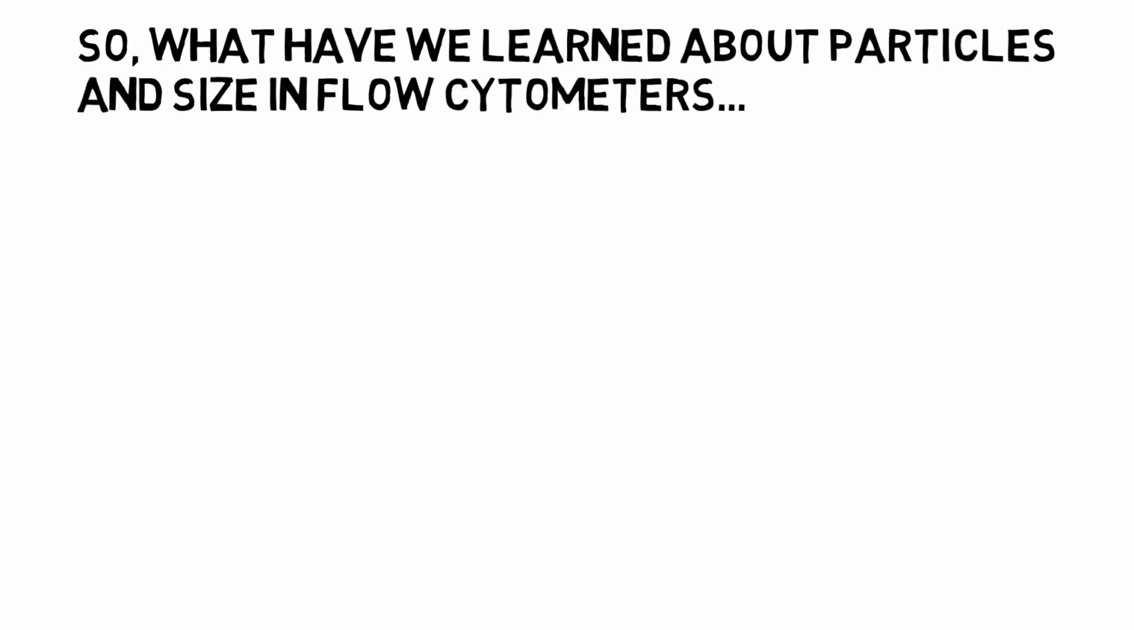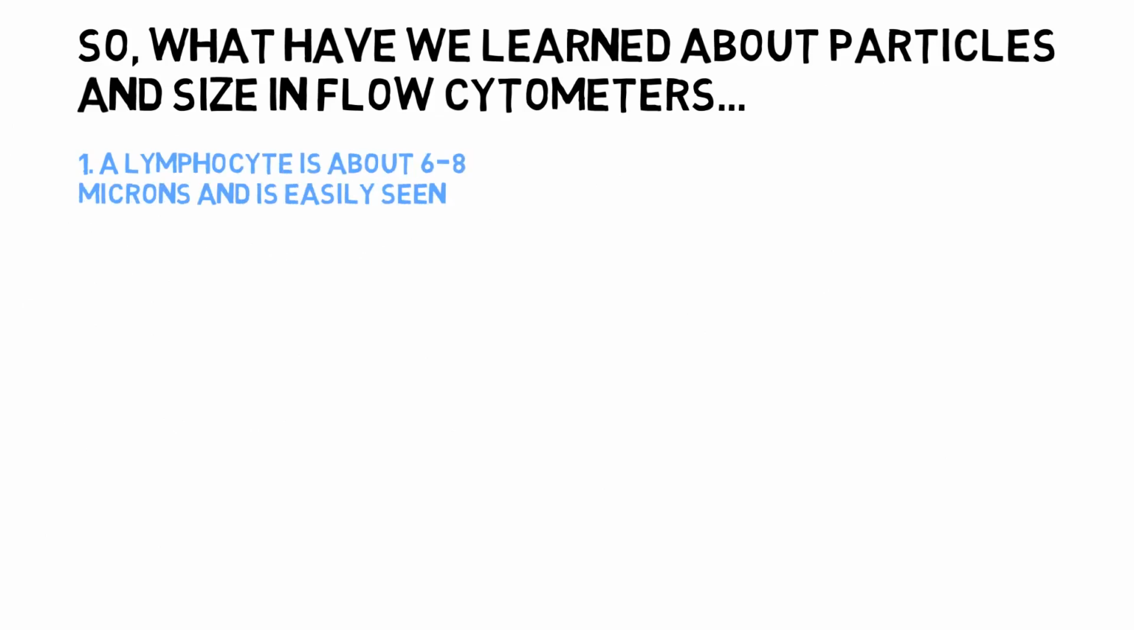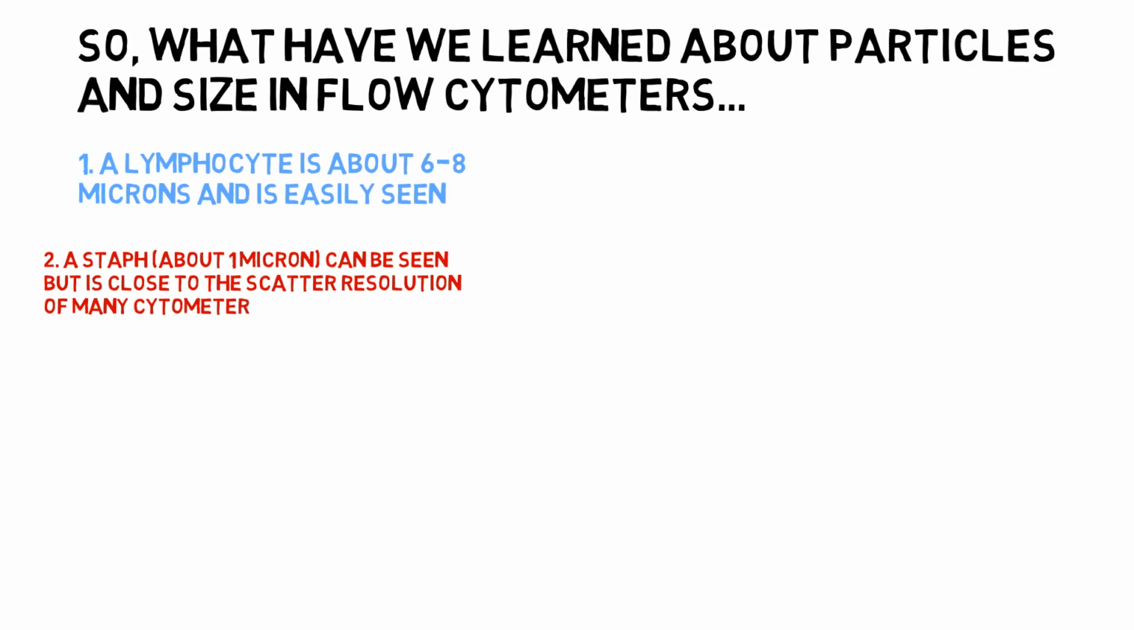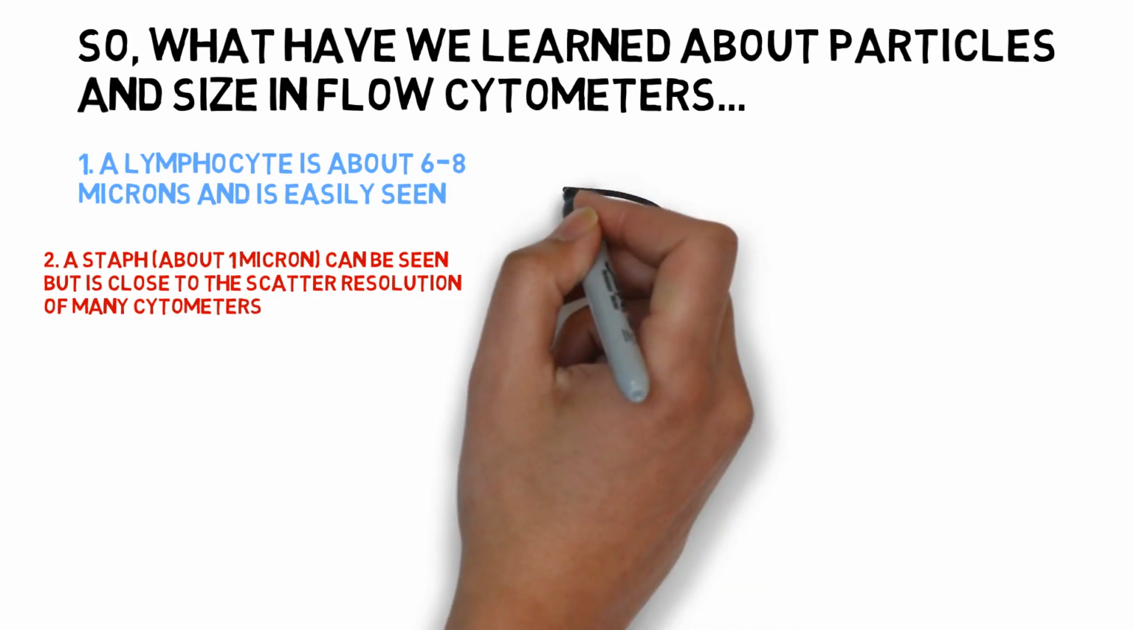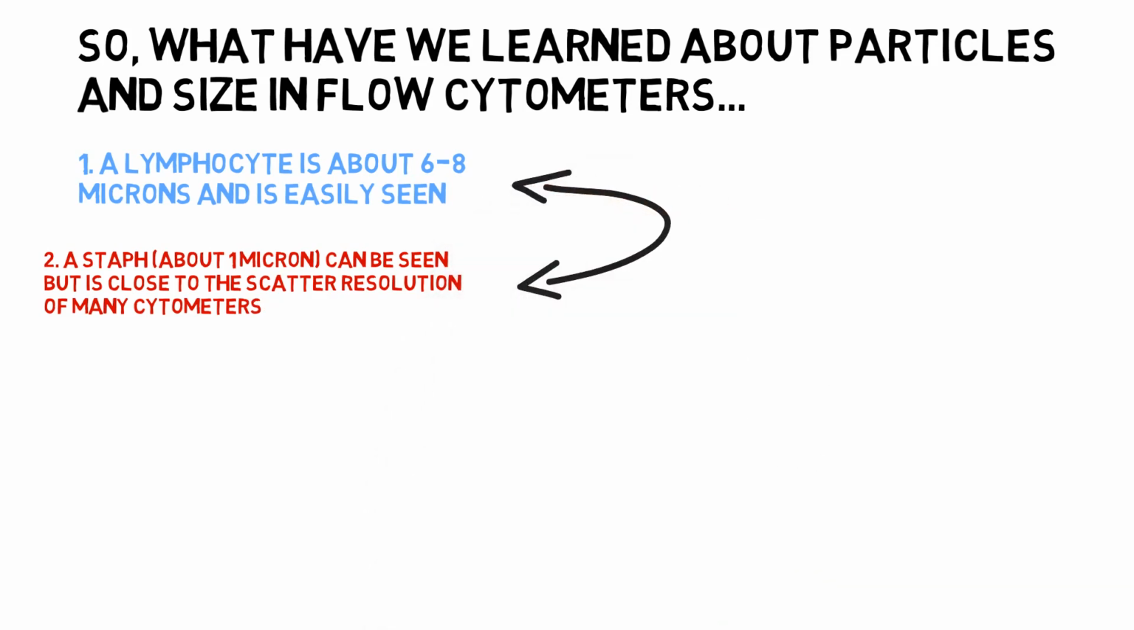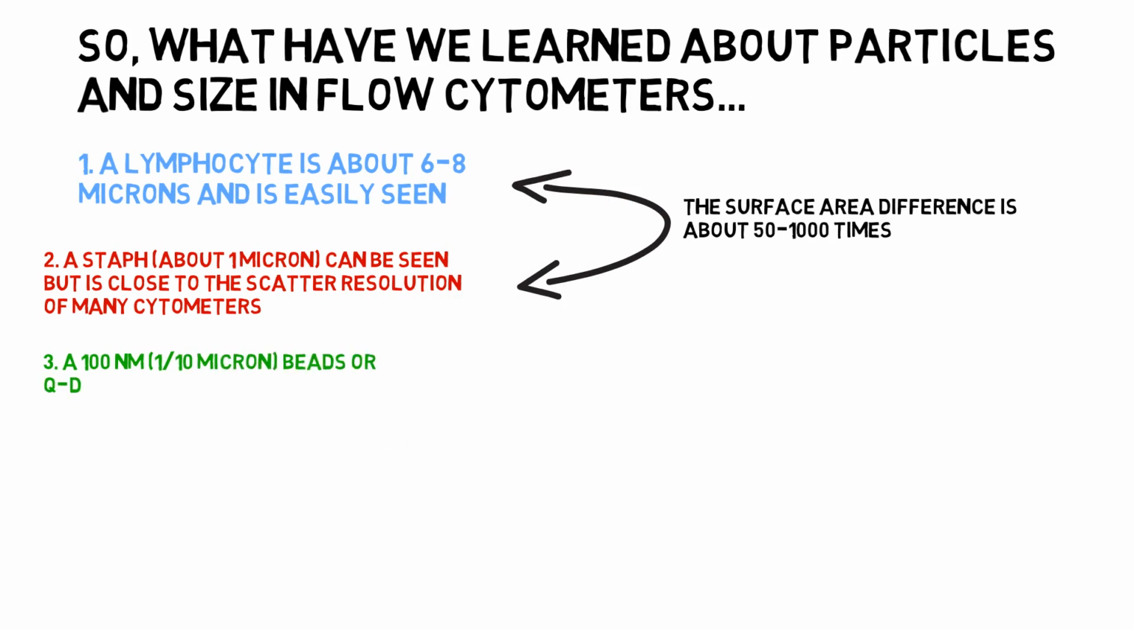So what have we learned about particles and size in flow cytometry? By the way, the surface area of a lymphocyte is about 50 times that of Staph aureus. Also, you can see that a 100 nanometer bead is really tiny, and it's 5 times larger than most Q dots. In fact, a Q dot has about 5,000 times smaller surface area than a lymphocyte.